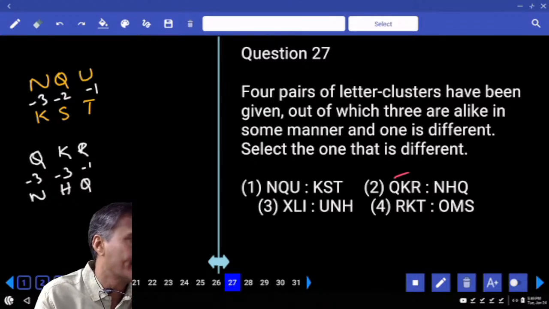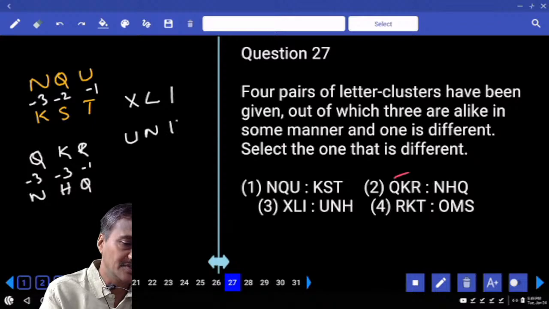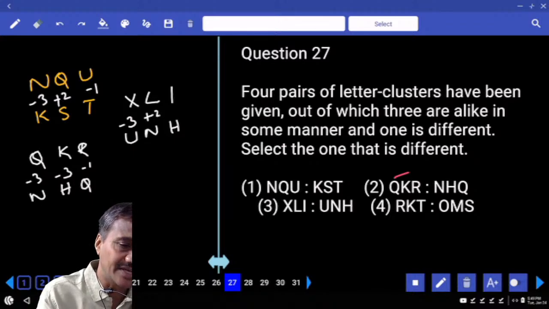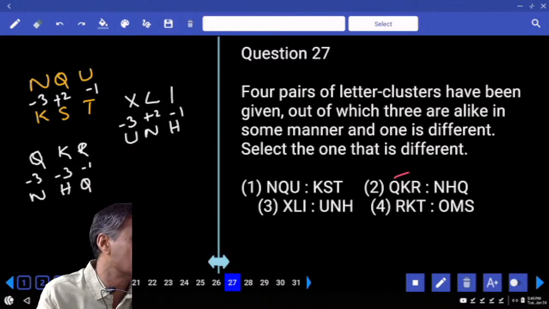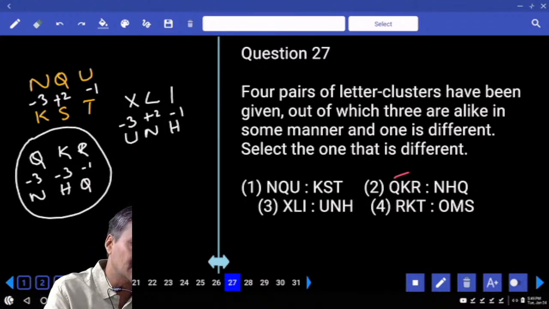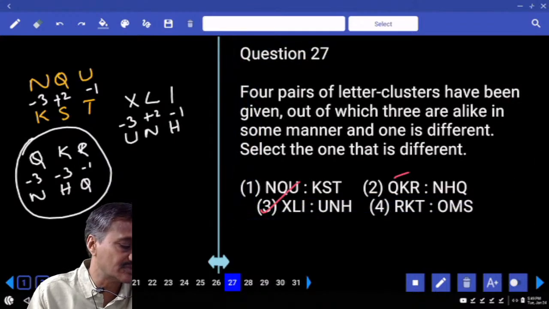Then the next one, XLI, UNH. In this one, X and U difference is minus 3. L and N difference is plus 2. M and Q R S, here it is plus 2. And I and H, it is minus 1. Minus 3, plus 2, minus 1. Minus 3, plus 2, minus 1. Here it is minus 3, minus 3, minus 1. This is the odd one, and the answer is choice 3, question number 27.